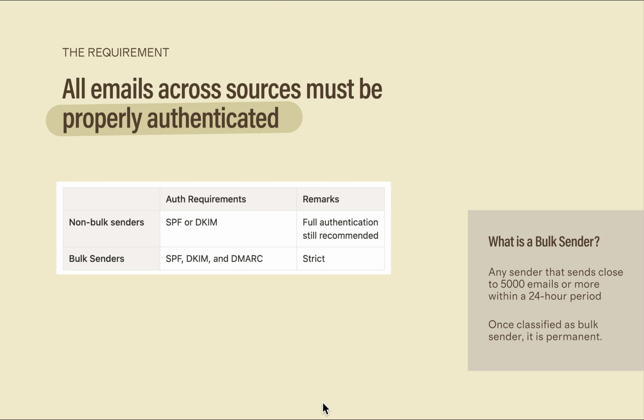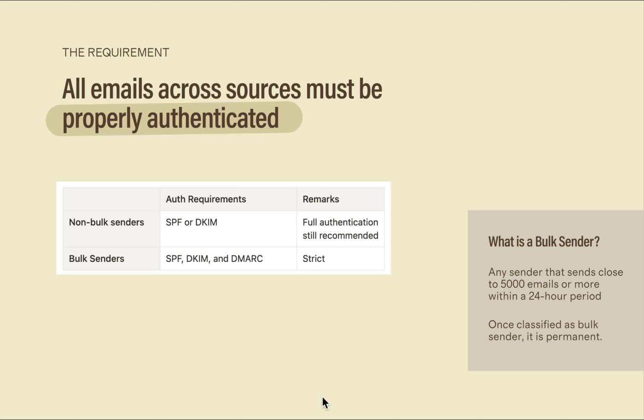There's a misconception that authentication only applies to bulk email senders. But in fact, this authentication applies to all emails. It's just that the level of authentication is stricter for bulk senders. Now let's define what a bulk sender is. Based on Google's documentation, a bulk sender is any sender that sends close to 5,000 emails or more within a 24-hour period. Note that it will count each recipient as one email. So if you send a marketing campaign to a list of close to or more than 5,000 recipients, then you will count as a bulk sender.